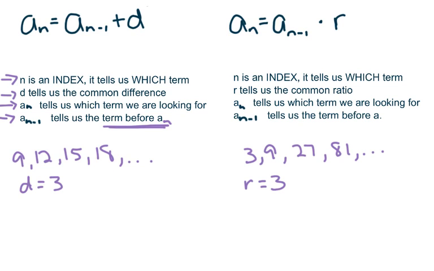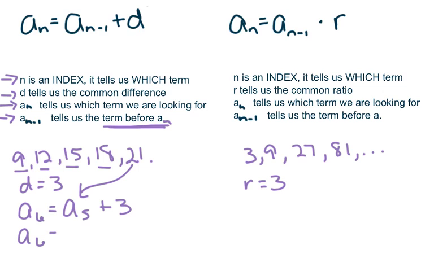Here, d is 3 on this sequence. If I want to find a of 6, I need to find a of 5 first and then add 3. I've got 1, 2, 3, 4 terms. I need my 5th term before I can use this formula. So 18 plus 3 is 21. So a of 6 is 21 plus 3. a of 6 is 24. You can see how this isn't quite as convenient as the explicit.